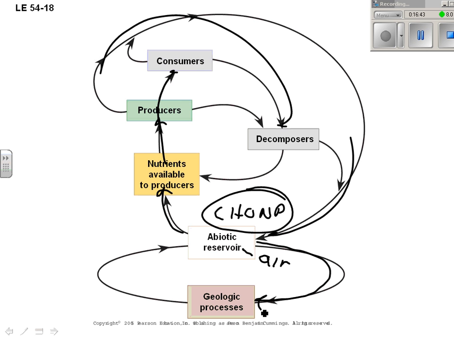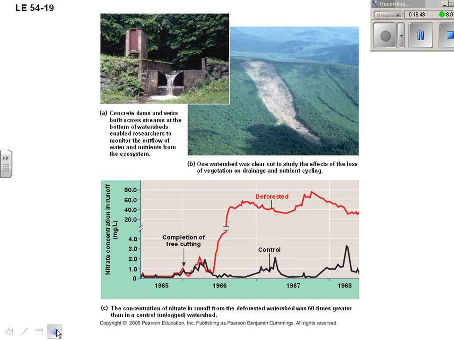Now, this leads to a discussion of what happens if this is disturbed. If we look at an experiment that was done in something called the Hubbard Brook Forest, they deforested part of a watershed. They cut the trees down in June of 1965 in one area. The area they didn't do it in is called the control. It's labeled down here, and the deforested area is up here.